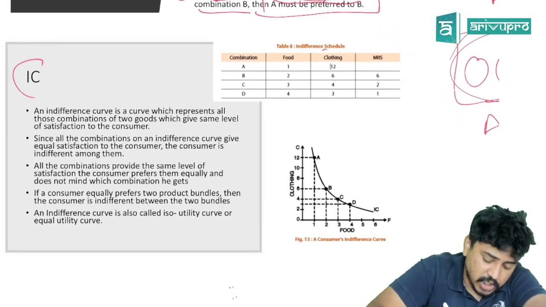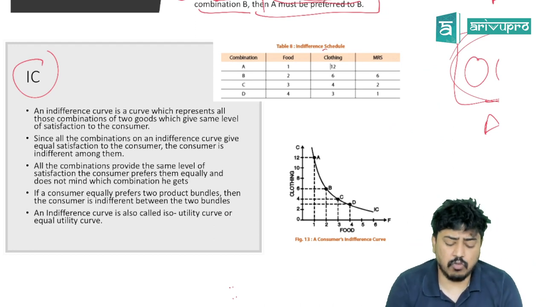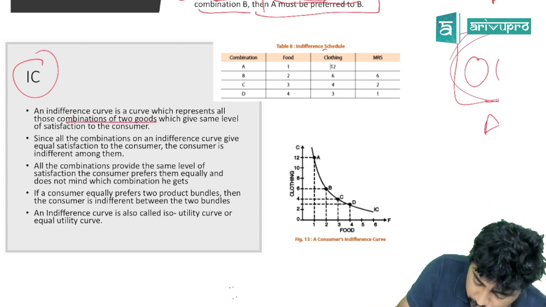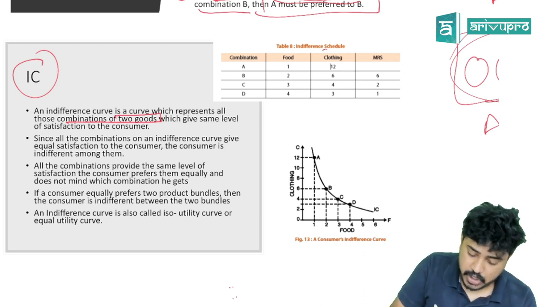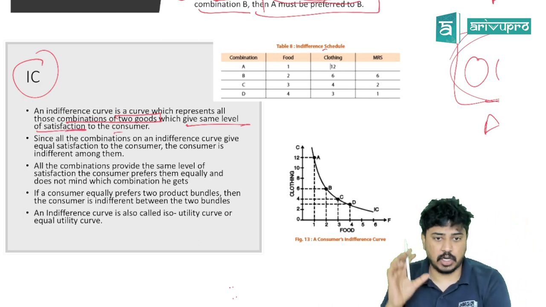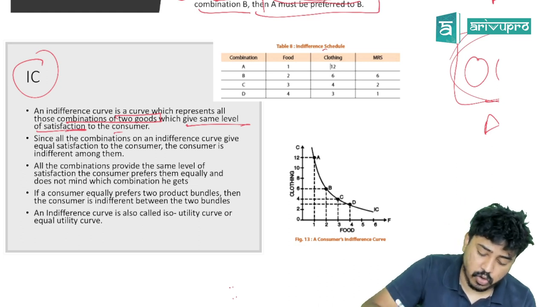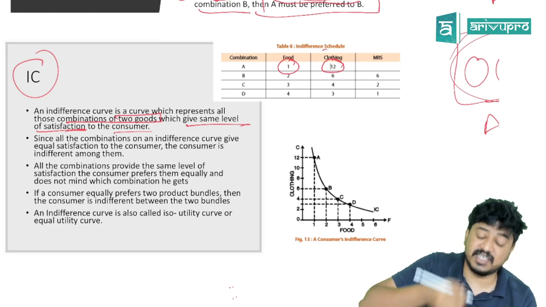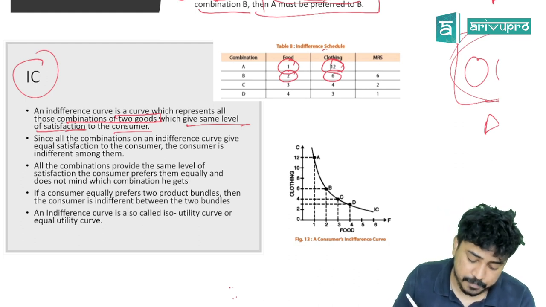Then we saw something called indifference curve or IC, right? Indifference curve. What is indifference curve? It represents a combination of 2 goods which gives the same level of satisfaction to the consumer, right? So for example, one food and 12 clothes will give the same satisfaction as two food and six clothes, right?